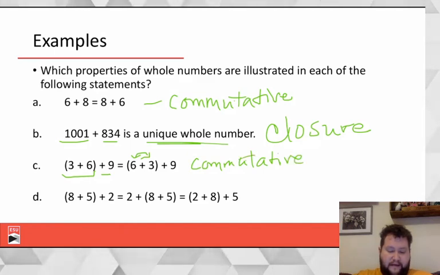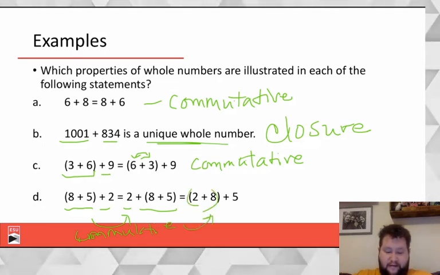And then here we have 8 plus 5 plus 2 equals 2 plus 8 plus 5. So from there to there was commutative. And then instead of having 8 plus 5, we switched to 2 plus 8. And so from here to here is associative.